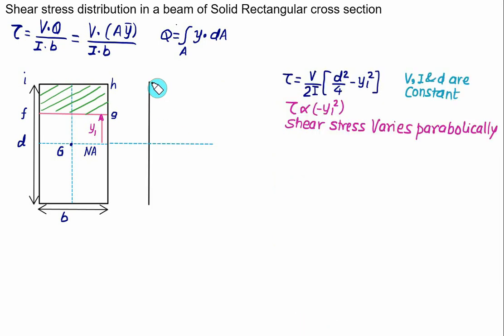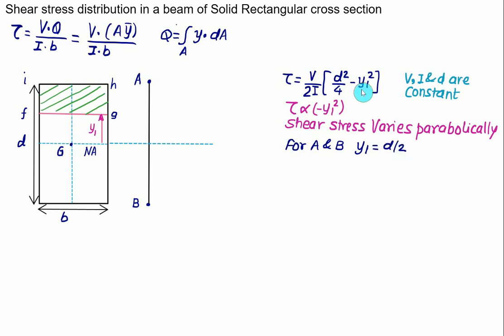Let's consider here 2 points, one on the top fiber and one at the bottom fiber. At top fiber we have point A, and for bottom fiber we have point B. In this case, for both the top fiber and bottom fiber, the y1 value will be equal to d by 2. So we have y1 for top fiber A and B equal to d by 2.